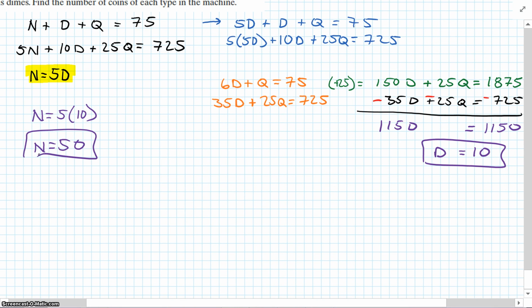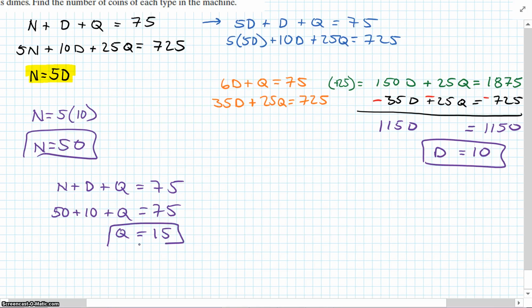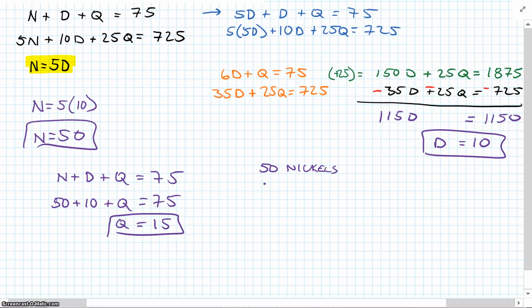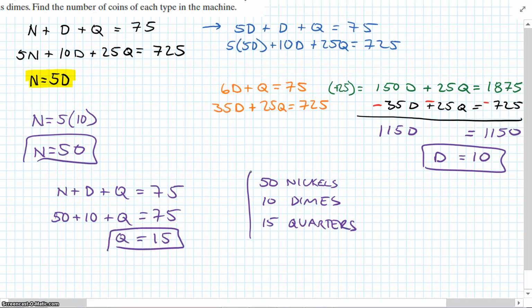We know we have a total of 75 coins, so nickels plus dimes plus quarters equals 75. If we have 50 nickels, 10 dimes, how many quarters must we have? That's going to be 60, so subtract 60 on each side. Q is going to be 15. So we have 50 nickels, 10 dimes, and 15 quarters. We can double check that if we need to, but we trust our work, so we're done. That finishes up the Section 6 review.